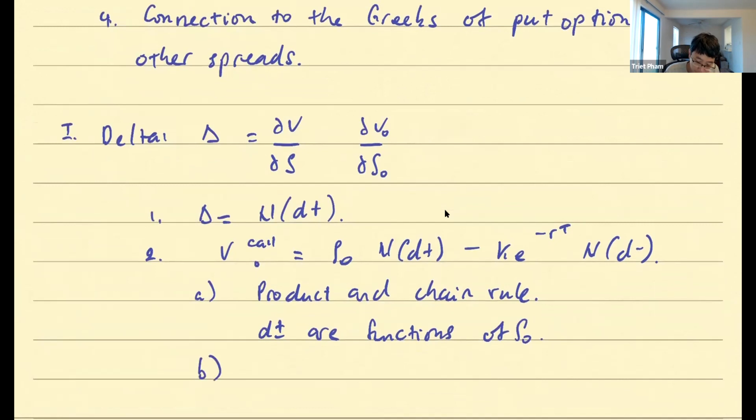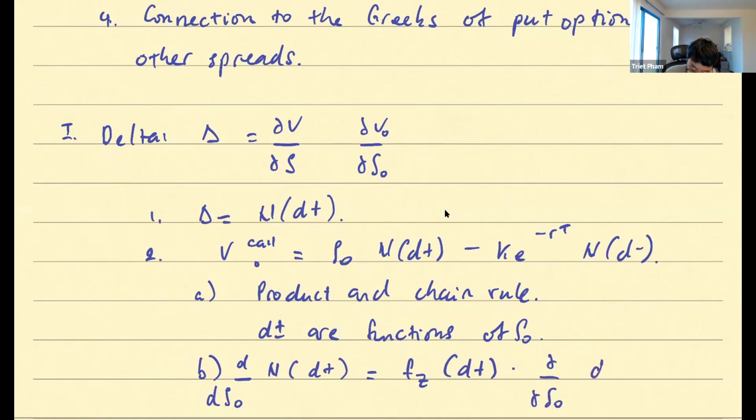The second one is when you differentiate N(d plus) with respect to any variable, here with respect to S naught, what you get first of all is the density function evaluated at d plus. And then you multiply by the derivative with respect to S naught of d plus. Okay, so that's the chain rule part that I was talking about.